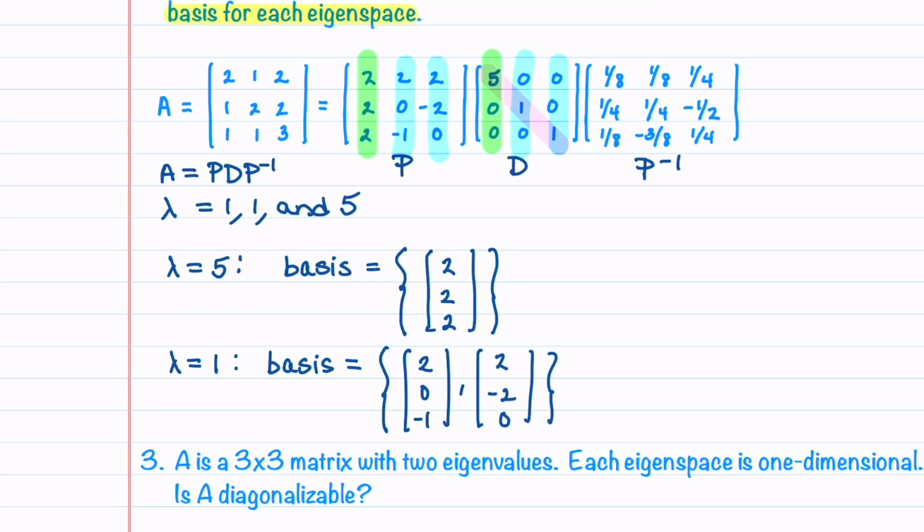The reason that this matrix is diagonalizable is because it has 3 linearly independent eigenvectors, and the dimension of our eigenspaces is equal to 1 and 2, and they add up to be equal to 3. And our matrix is a 3 by 3 matrix.